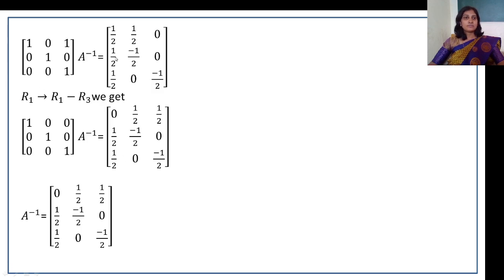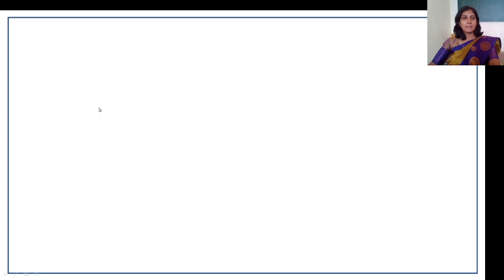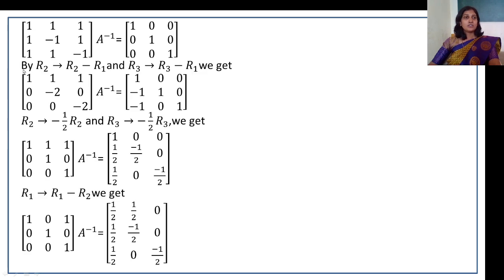Then we use the row transformations. Here we reduce, using R2 gives R2 minus R1 and R3 gives R3 minus R1. We use 2 transformations at a time, that is R2 gives R2 minus R1 and R3 gives R3 minus R1. So these 2 elements become 0. So first row as it is, here is 0, here is 0.